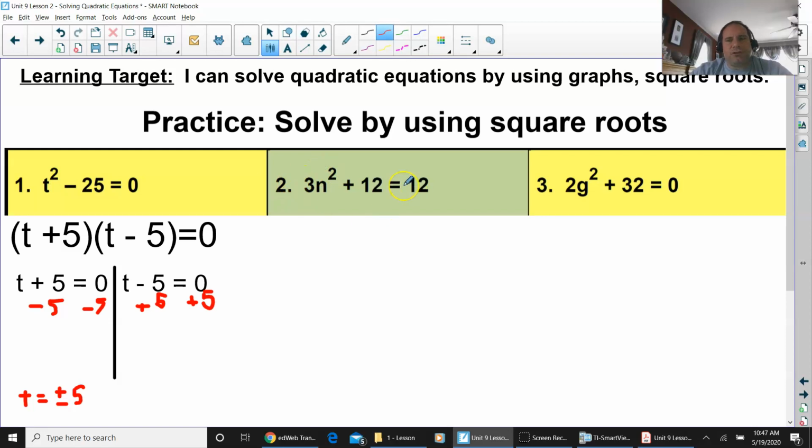Number 2, just taking a look at number 2, just remember this 12 has to go over to here. How would you get that 12 over here before you start solving algebraically? You would just move it this way. So this would cancel, and so would this. So we have 3n squared equals 0.